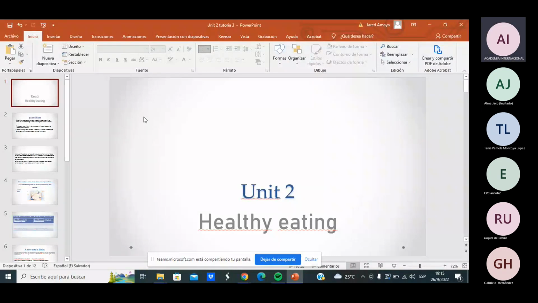Bueno, as I mentioned last week, we're going to continue with the same topic. However, today we are going to start talking about different quantifiers, otros cuantificadores. Siempre el mismo tema, ¿verdad? Sobre los countable and uncountable nouns, and how we can use quantifiers with countable and uncountable nouns.